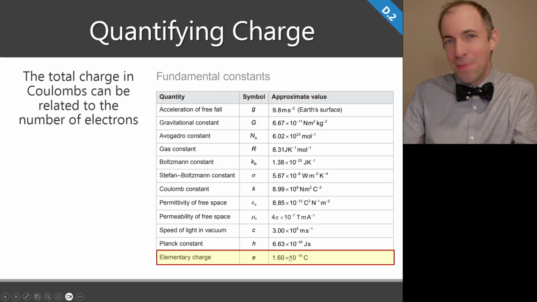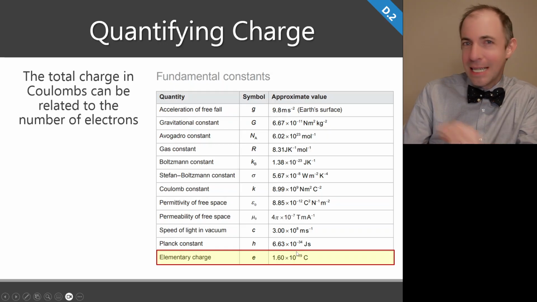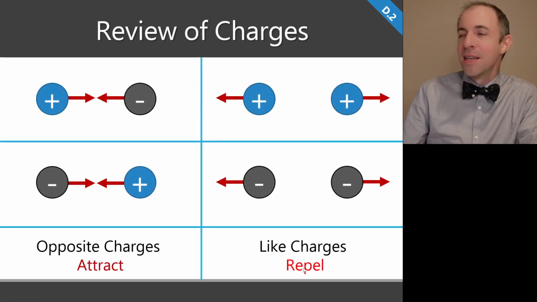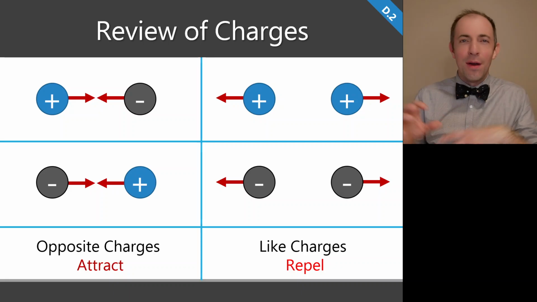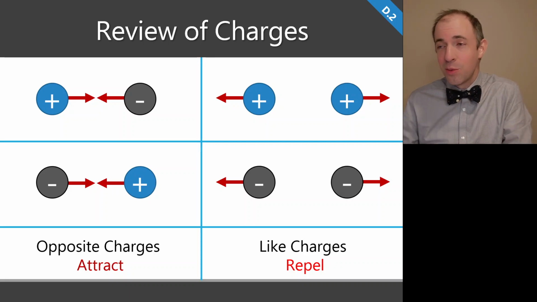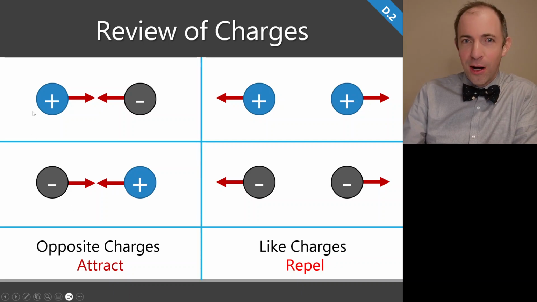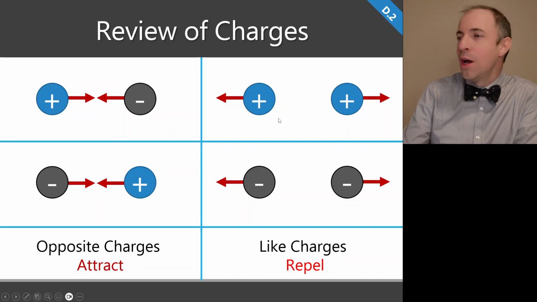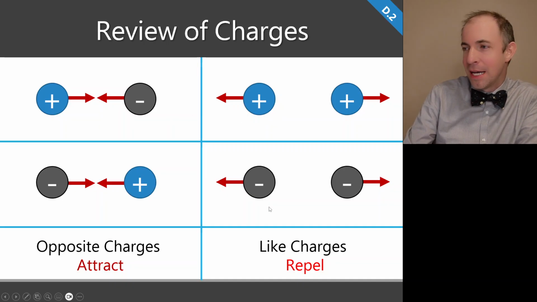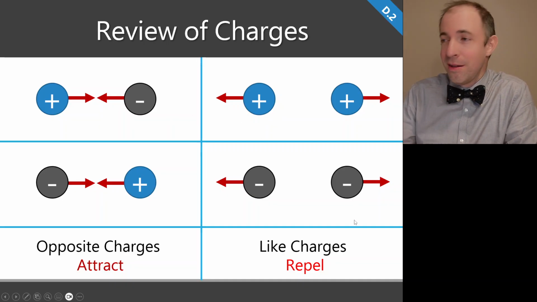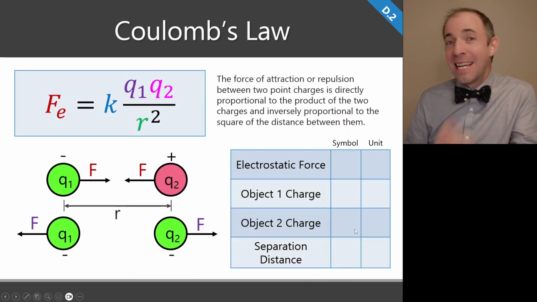This is a very, very small amount of charge, but it is a single electron or a single proton, so that makes sense. Also, you need to know that if you have two charged objects, they're going to interact with a force between them. Opposite charges, like positive and negative, will attract, while like charges, like positive, positive, or negative, negative, will repel each other with a force. Now we can calculate that force.